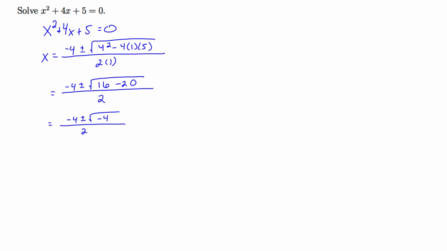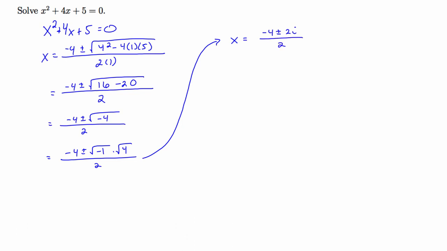To simplify the radical square root of negative 4, we need to separate the negative from the 4. So we will rewrite that as the square root of negative 1 times the square root of 4. Again, bringing it back up top for a little bit more space, we will simplify the square root of negative 1 to become i, and the square root of 4 will simplify to 2 as normal. So our x-coordinates will now be negative 4 plus or minus 2i all over 2.